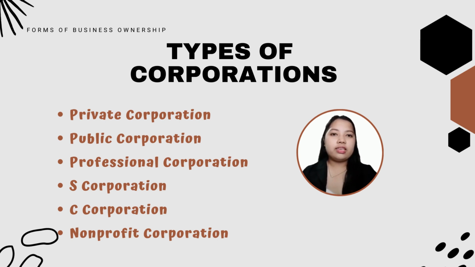Next we have the S corporation. S corporations are corporations that elect to pass corporate income, losses, deductions, and credits through to their shareholders for federal tax purposes. Next is the C corporation. A C corporation or C corp is a legal structure for a corporation in which the owners or shareholders are taxed separately from the entity. So this is different from the S corporation.